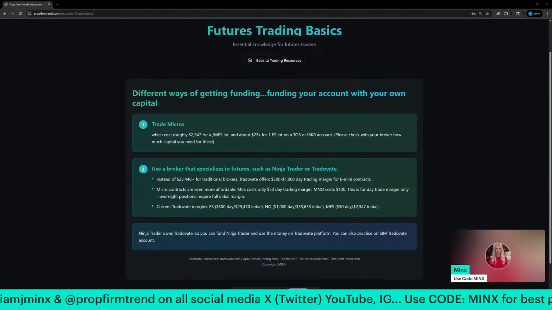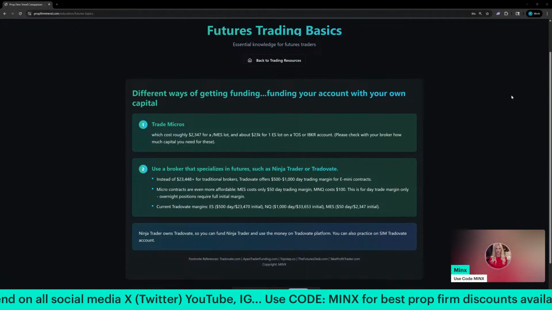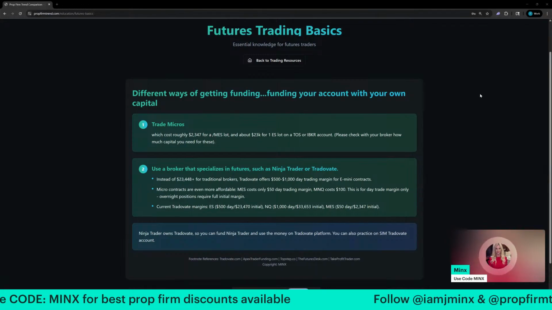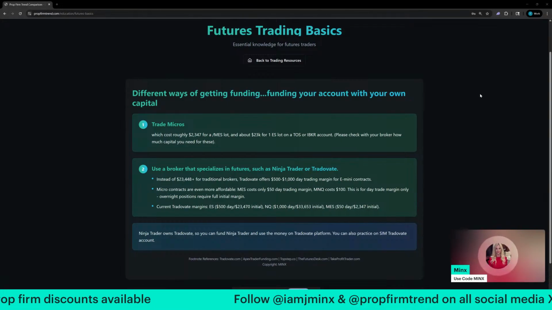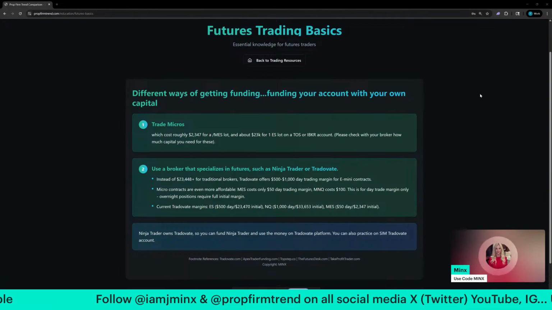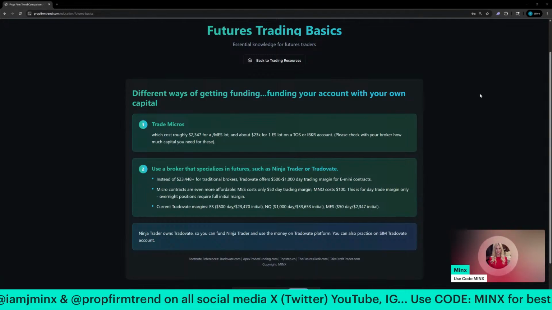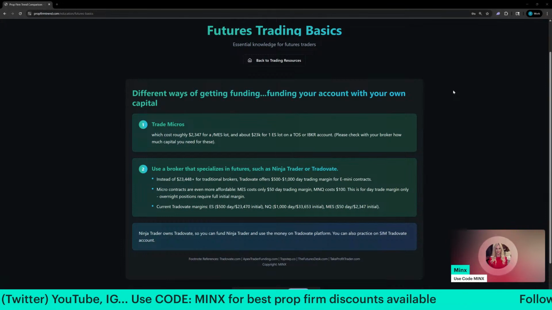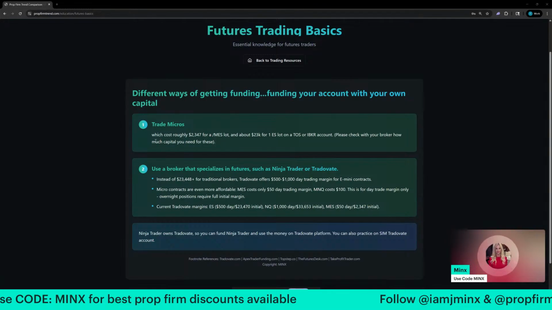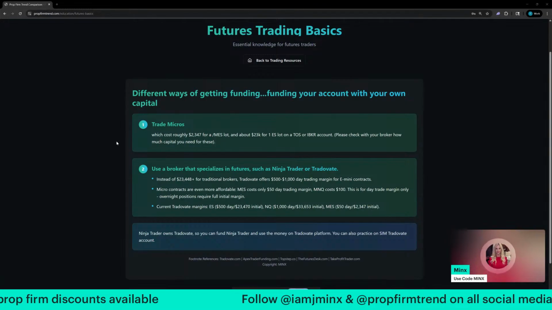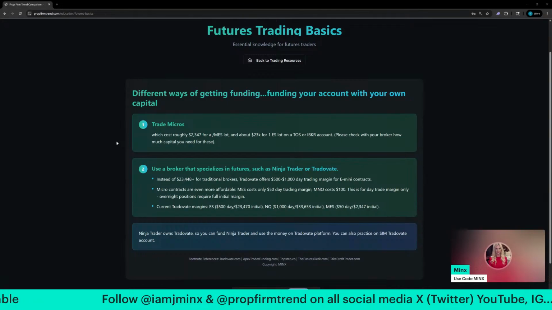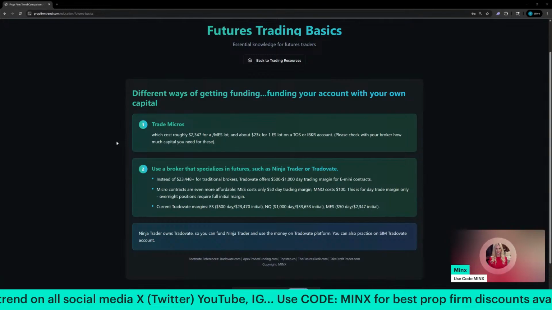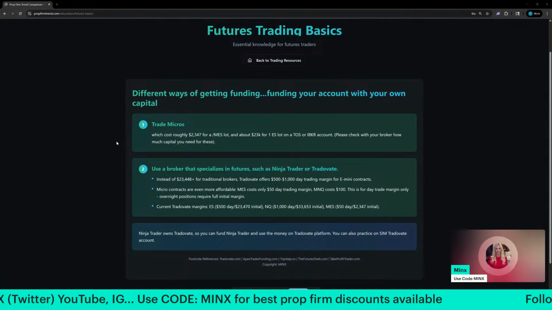Okay. So there are different ways of getting funding. Okay, so I'm going to start with two different ways of funding your own accounts with your own capital. One way is if you have traditional brokers such as Interactive Brokers, or IBKR, or TOS. You can trade micros, which cost roughly $2,300 for one MES lot, and about $23,000 for one ES lot. Okay, you want to check with your broker how much capital you would need for these.